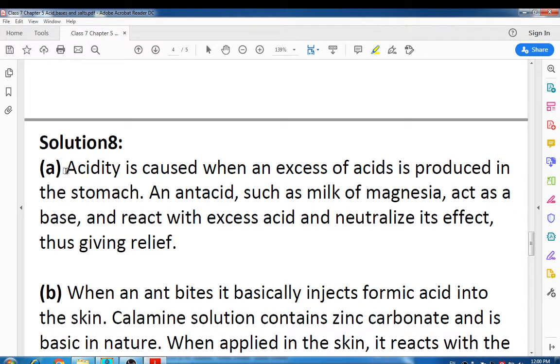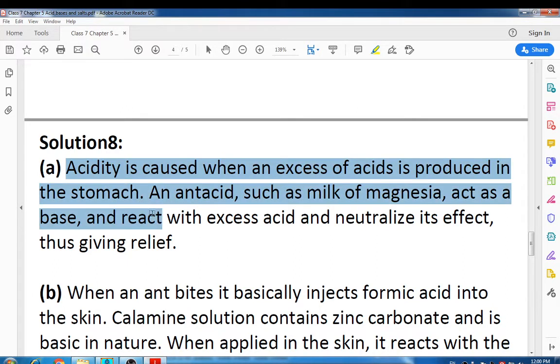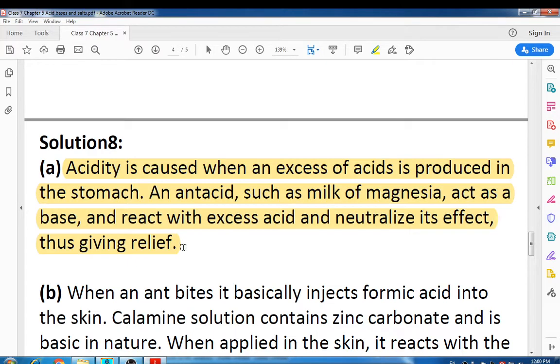So antacid, why are we taking it? Acidity is caused when the excess of acid is produced in the stomach. Correct? So if the acid is there and if we want to neutralize the effect of that acid, we have to use a basic substance. So that basic substance is your antacid, for example milk of magnesia. For getting relief we are using antacid. Understood?